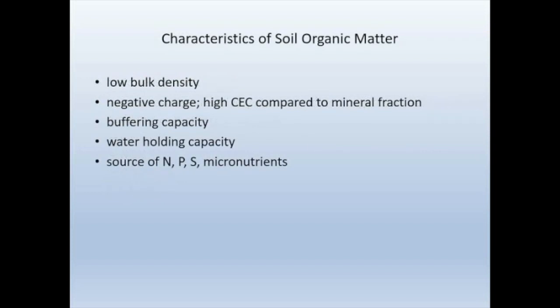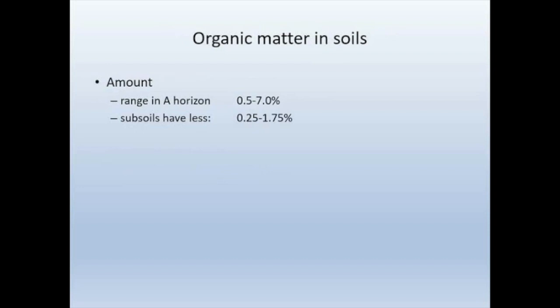This does great things for us. It lowers our bulk density. It adds to our CEC. It adds to our water holding capacity. And it's a source of N, P, and sulfur and micronutrients. Most soils, 0.5 to 7% in the A horizon.